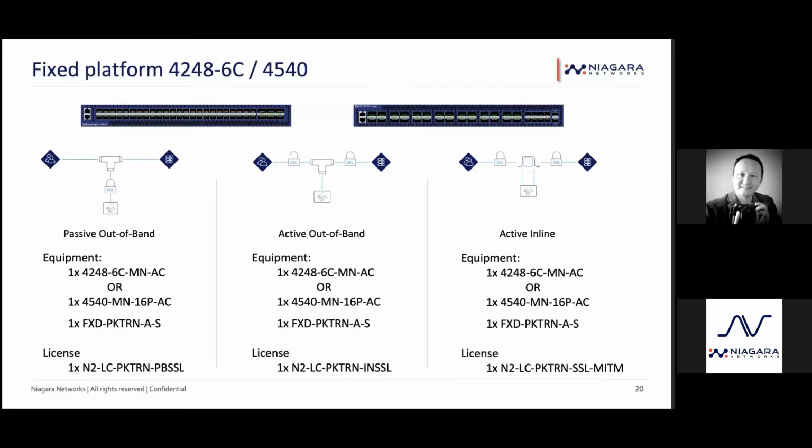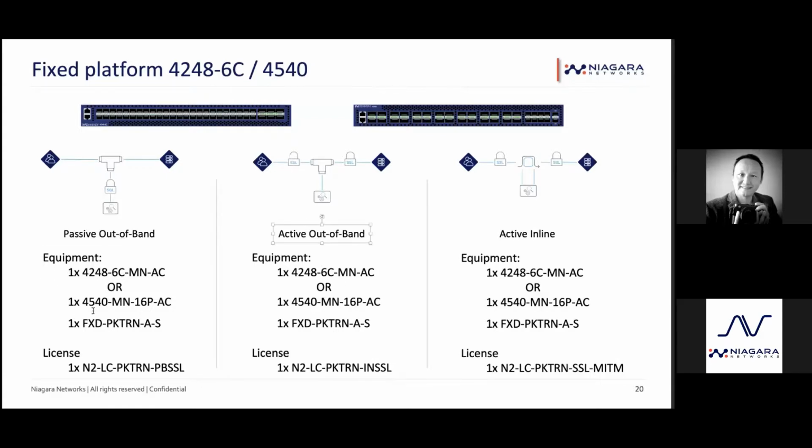As I mentioned, we did introduce 2 new platforms, the fixed platforms 4248 6C and the 4540, 2 fixed platforms that can have 2 Packetrons in the system. For deployments, equipment based on 6C is 1 times the 4248 6C or a 4540 with 1 fixed Packetron and a Packetron license. For the active deployment, exactly the same.